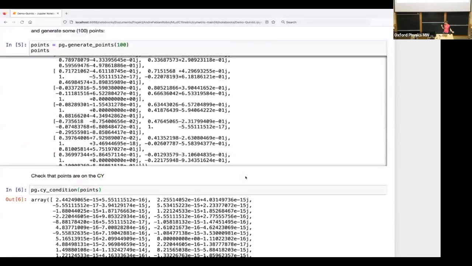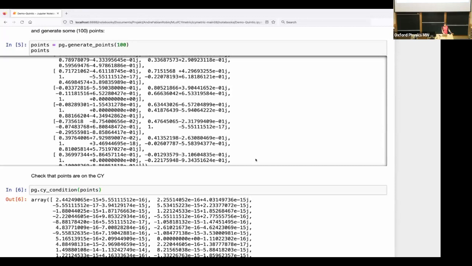Here it's this method that James described yesterday. In your ambient P4, you sample 2 points, you connect them with a line, and then you solve for the intersections with the Calabi-Yau hypersurface. This works on the quintic, obviously, and I will talk a bit later about how we can generalize that method to other kinds of spaces. So it's that standard method for generating points, and it's one of the methods that are encoded here.